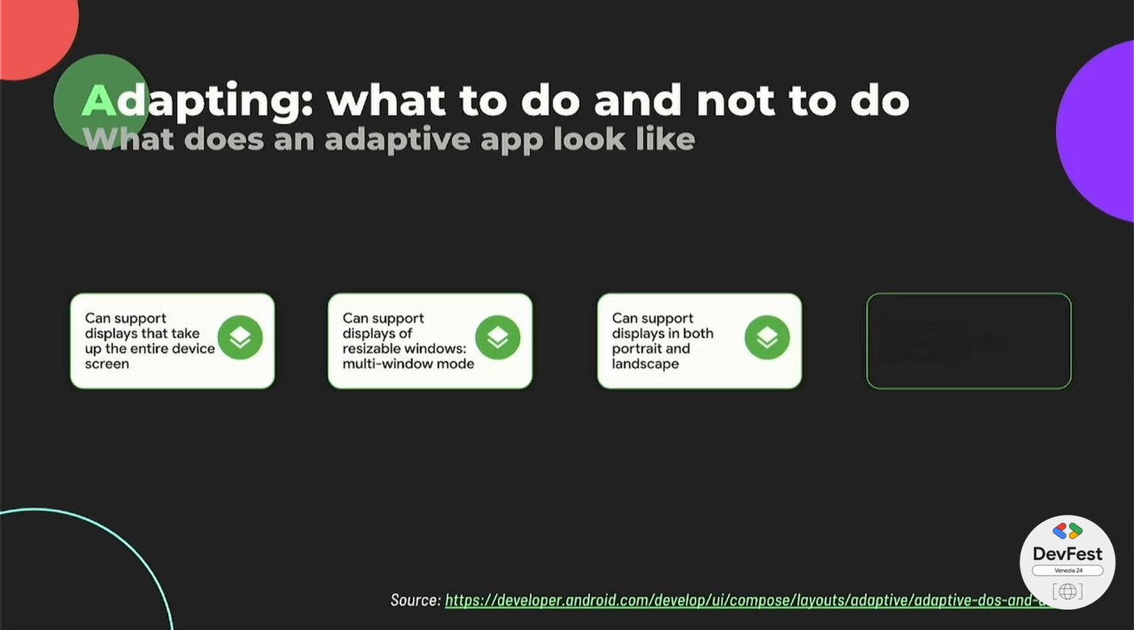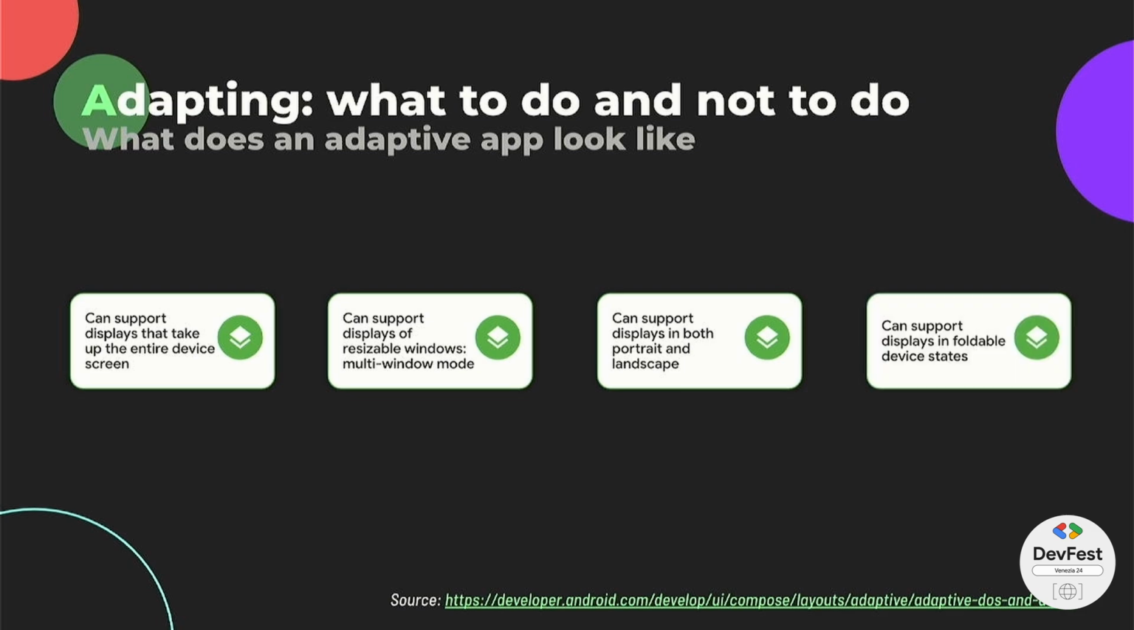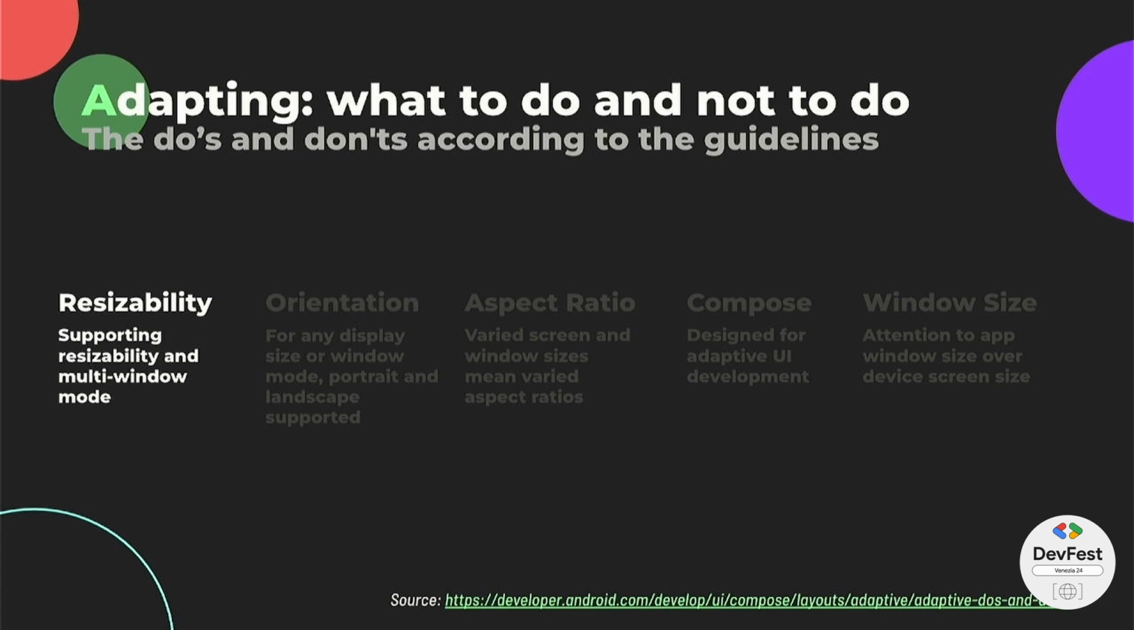Then your app needs to be able to support portrait and landscape. Do not lock your orientation. Make sure that your app can support both orientations. Then your app needs to be able to support displays in foldable device states. So if the user decides to fold their device, your app should still be able to run if they unfold it, if they rotate it, and so forth. So basically your app should not crash, but be able to adapt to whatever screen space that it has been given. So the do's and don'ts, so these are the different areas.